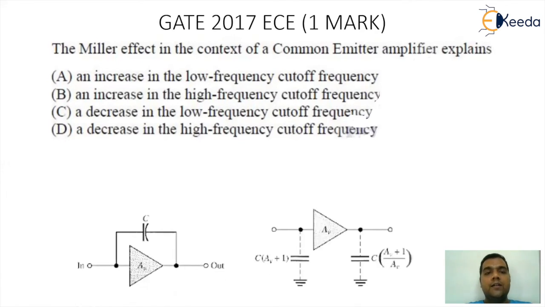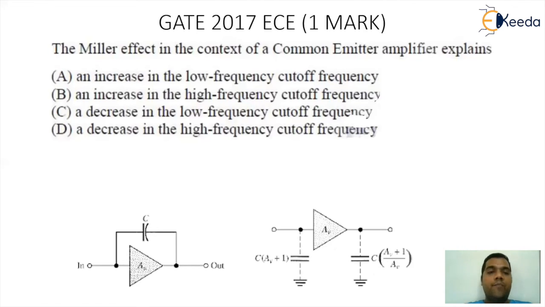So here the Miller effect was used for neutralizing an impact of a capacitor C. So the input capacitor will be C into AV plus 1 and the output capacitance will become C into AV plus 1 by AV. So what has happened with the help of Miller? There is an amplifier with the gain and there is a capacitor working as a feedback element between the input and the output point. So when I try to Millerize the capacitor for the input side and the output side, I will get the Miller capacitor of the input and Miller capacitor of the output.